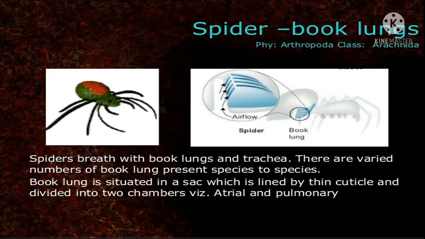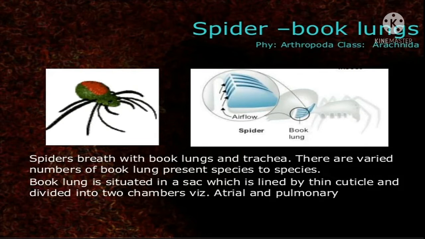Now, another organism with book lungs as the respiratory organ is the spider. The spiders breathe with book lungs and trachea. In spiders, they breathe with the help of 2 respiratory organs, that is book lungs and also trachea. There are varied numbers of book lungs present from species to species. Book lungs are situated in a sac which is lined by thin cuticle and divided into chambers, atrial and pulmonary. This one you need not study. You just have to understand that the spiders breathe with the help of the book lungs and the trachea.